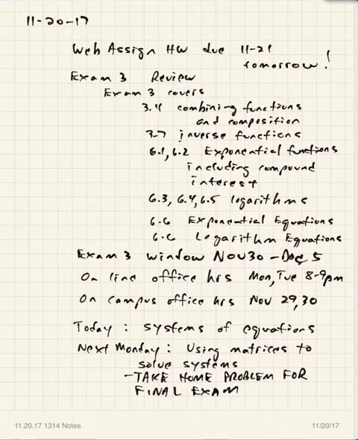Also remember that the Exam 3 review is up. Exam 3 covers the sections that I've got listed here: 3.4, 3.7, on combining functions, inverses, composition. It covers sections 6.1 and 6.2 on exponential equations, including compound interest. Remember, those are formulas that I will supply to you. 6.3, 6.4, and 6.5 are all properties of logarithms. And then section 6.6 on exponential equations and logarithm equations. So that Exam 3 review is up on my Google site.